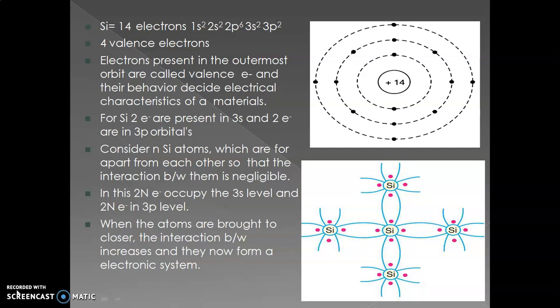The diagram shows that the various silicon atoms are held together through covalent bonds. So this is the silicon crystalline structure.